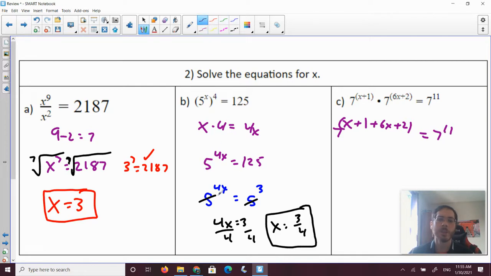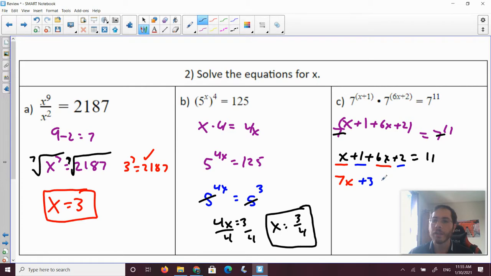And just like we did over here in this one, since the bases are the same, the two 7s are the same, they can cancel out. So we get x plus 1 plus 6x plus 2 equals 11. And now we get to solve this one like it's an equation from Unit 1. So we're going to combine all the like terms. So everything that's on the same side of the equal sign can combine here. X and 6x is 7x. 1 and 2 is 3.